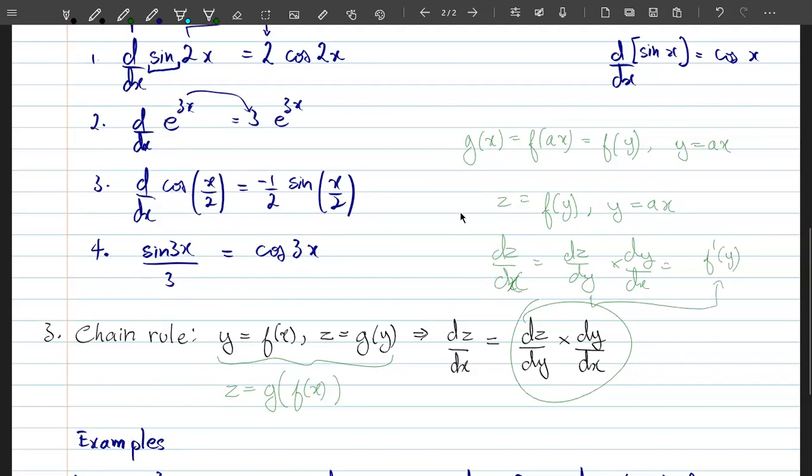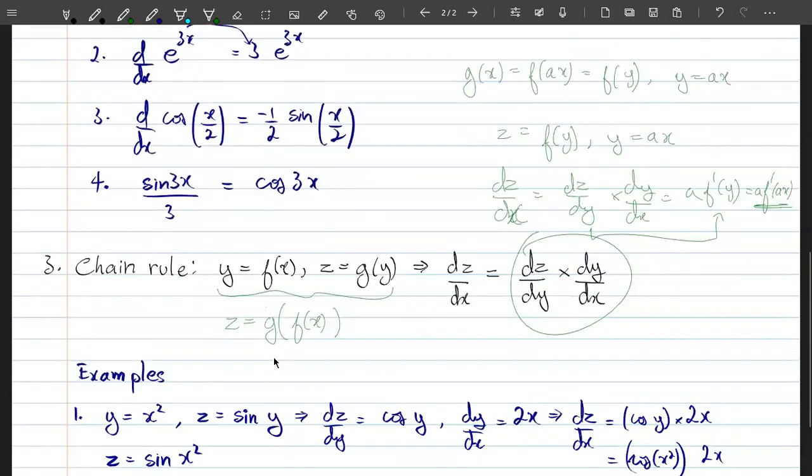We can't say anything further about that because f is an unknown function. So we can say it's f dash of y. dy upon dx, y is ax. So dy upon dx is a times dx by dx, which is a. So this is f dash of y, but that's again a times f dash of ax because y is ax.